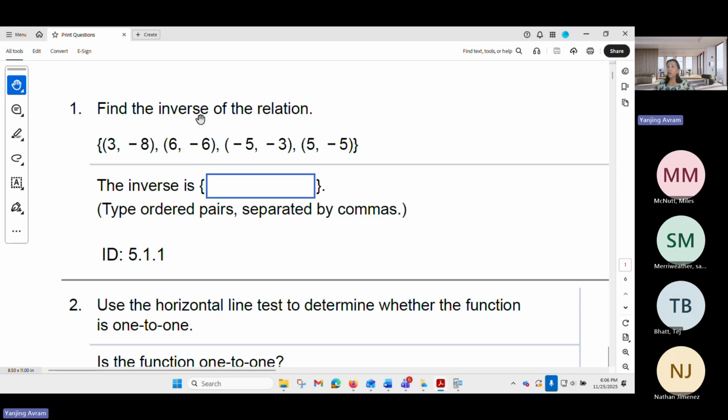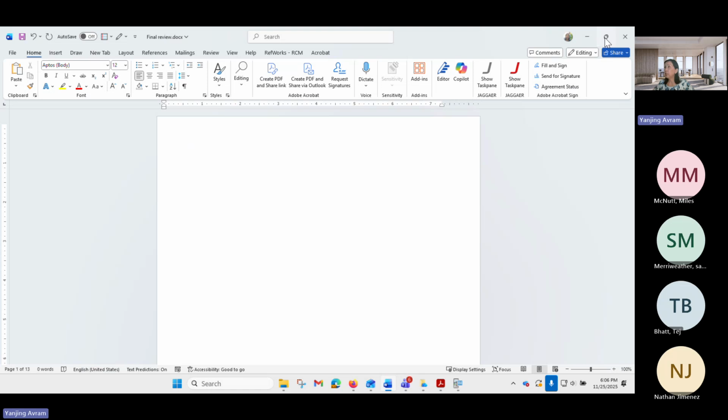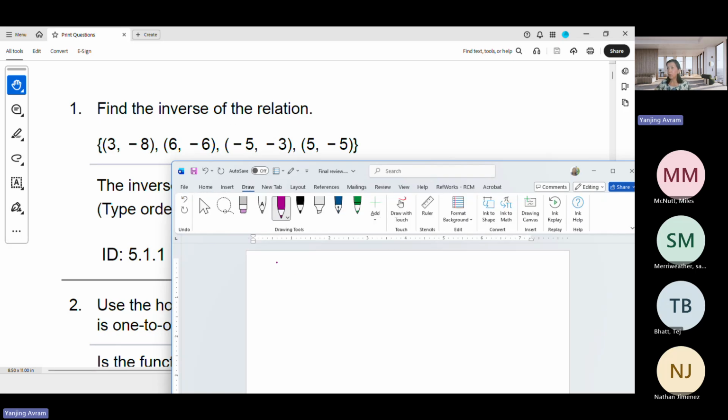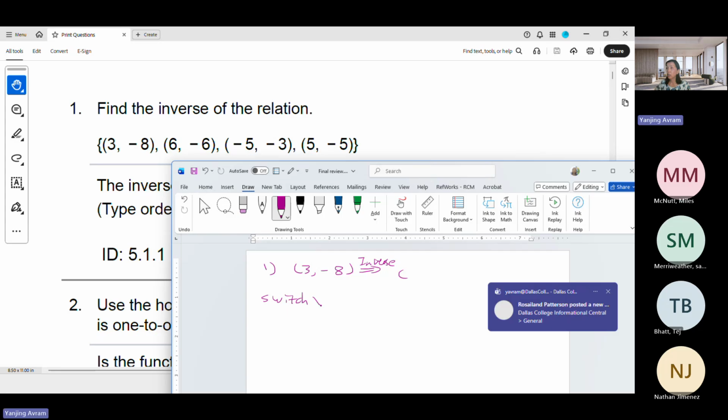All right, so the inverse of this relationship. Look at this, there are 4 points in here. What is my inverse for this one? Basically, for an inverse, you just exchange X and Y. So the first one right here, I have (3, negative 8), and for this inverse, switch X and Y.